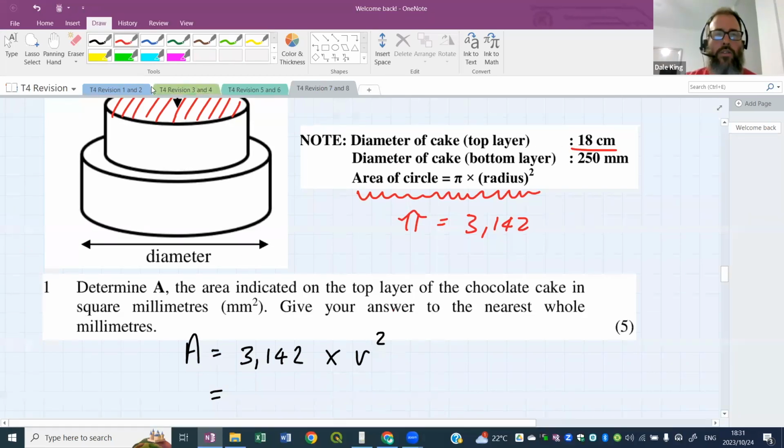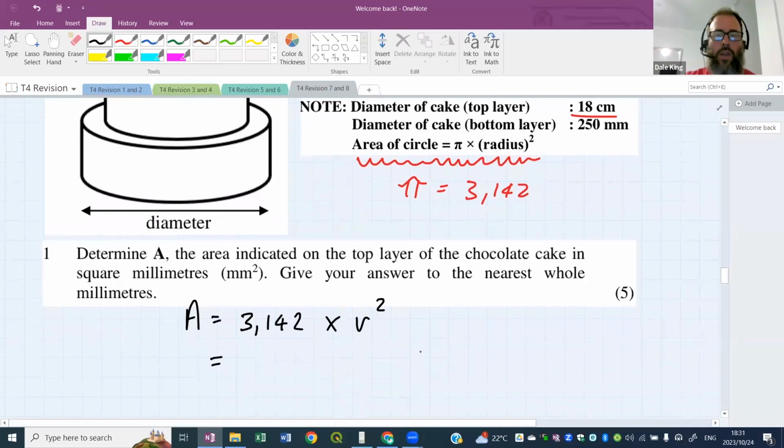So on the side here, I'm going to do that quickly. I'm not going to do it inside the formula, although you can. I'm going to do it on the side here just to show you guys how we always do it. So the radius is equal to the diameter divided by 2. So I'm going to take 18 centimeters and divide it by 2. This obviously gives us 9 centimeters.